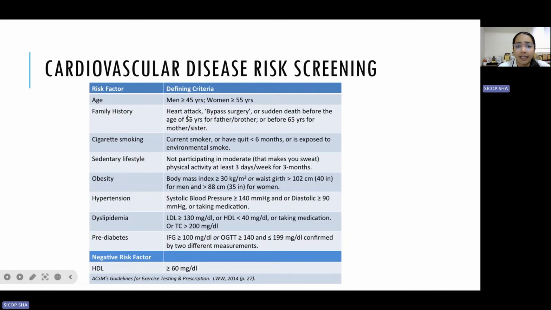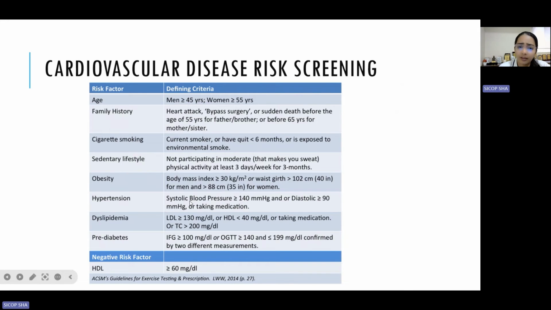Family history: heart attack or bypass surgery or sudden cardiac death before the age of 55 years of father or before 65 years of mother constitutes a positive family history. Cigarette smoking: current smoker, or has quit less than 6 months ago, or is exposed to environmental smoke. Sedentary lifestyle: not participating in moderate physical activity at least 3 days per week for 3 months. Obesity: a BMI of more than 30 kg per meter square, or waist girth of more than 102 centimeter for men, more than 88 centimeter for women.